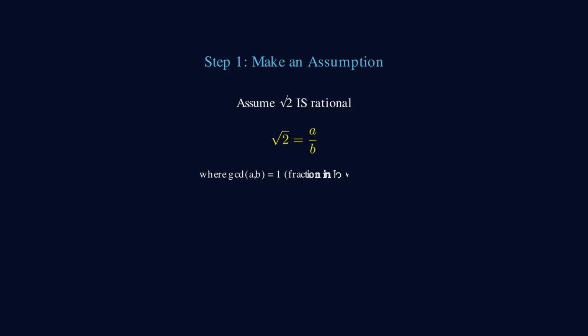Step 1. Let us assume that square root of 2 is rational. This means we can write it as a fraction a over b, where a and b are whole numbers with no common factors. In other words, the fraction is in its lowest possible terms.